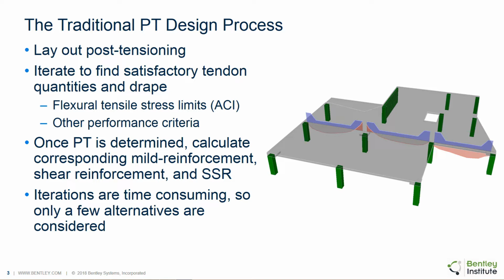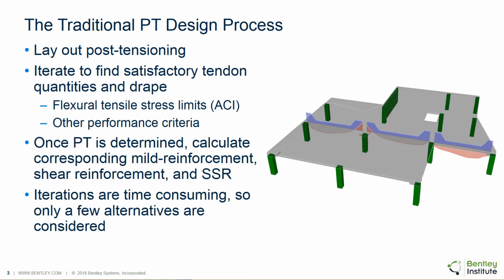The next step would be to iterate the tendon forces and drapes to find a satisfactory solution, which is one that satisfies all the code criteria. For ACI, often the flexural tensile stress limits control. For other codes, there could be performance criteria such as crack widths or deflections that control.